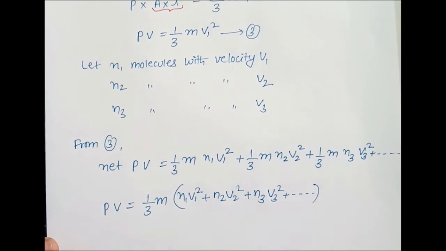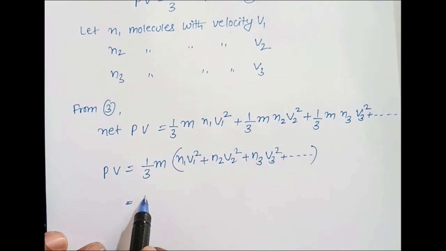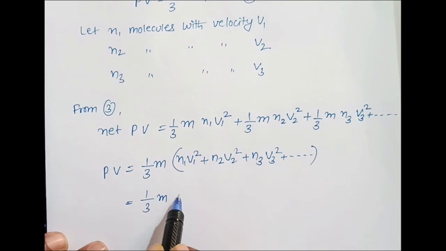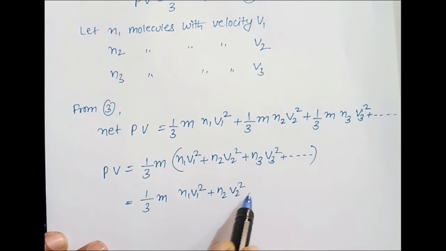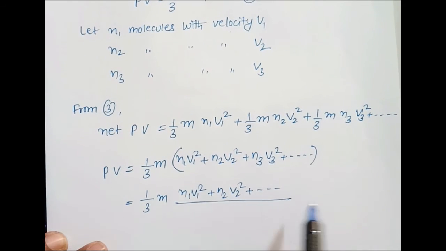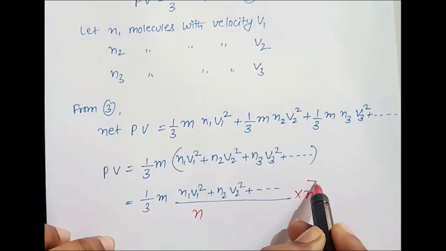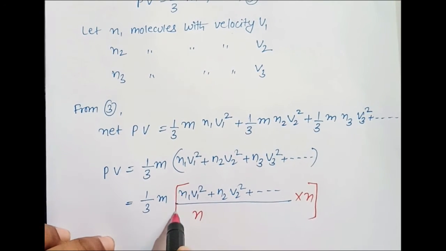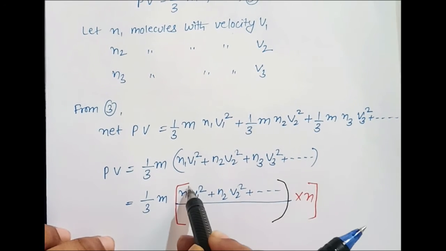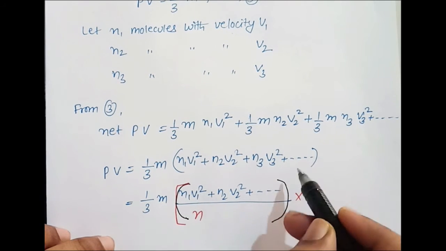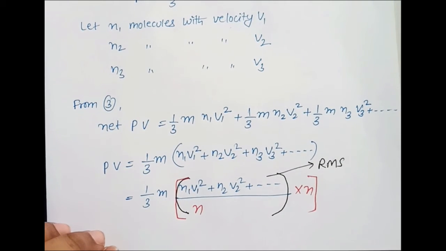Now what I'm doing is simply multiplying and dividing by the total number of molecules. So I can write 1 by 3 m into n1 v1 square plus n2 v2 square plus so on, divided by the total number of molecules n, and multiplying by the same number, the total number of molecules. Why am I doing this? I'll tell you, because this whole part is called RMS velocity. I'll explain what RMS velocity is. First note down this one.